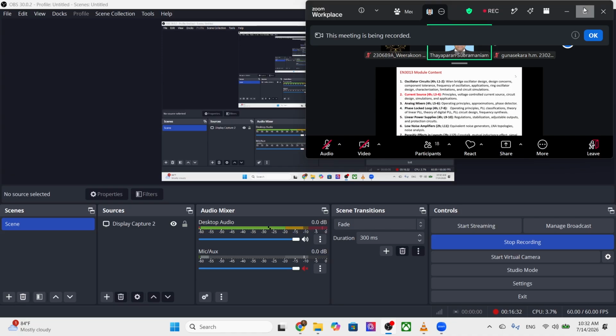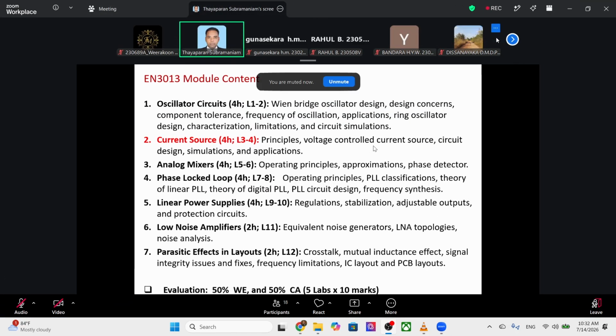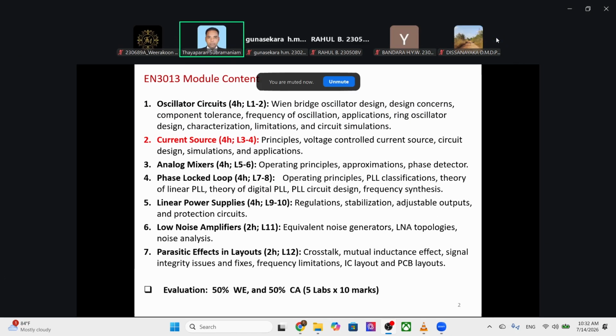Good morning, everyone. Let's start. Okay, last 2 weeks we were looking at oscillator circuits, right? So we considered 3 oscillators: Greenwich oscillator, relaxation oscillator, and the last one is ring oscillator. Okay, today we might consider current source. Probably today's lecture and the next half lecture will go on to this, 3 to 4 hours.